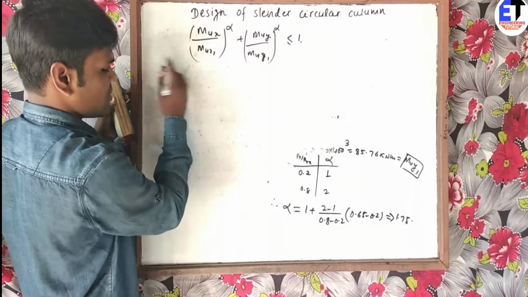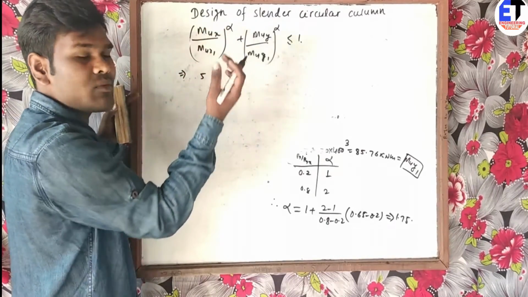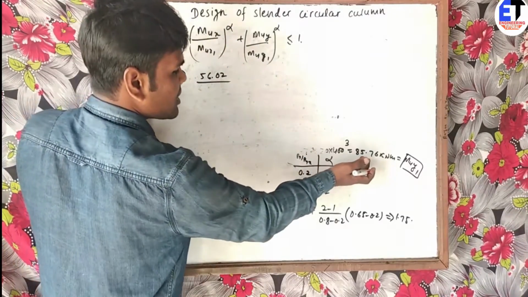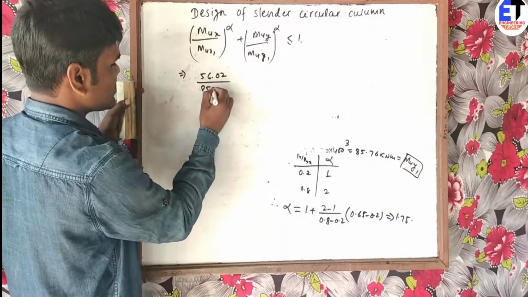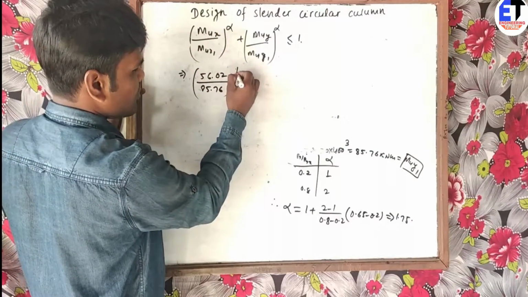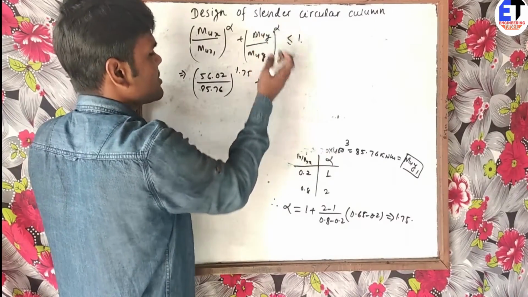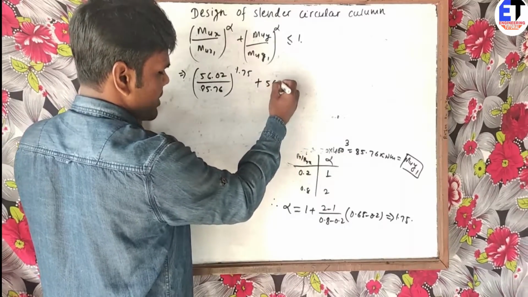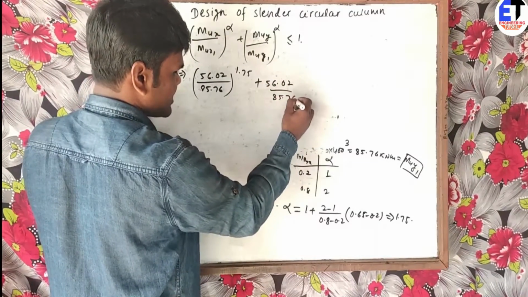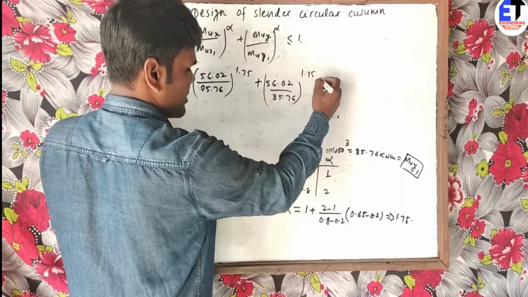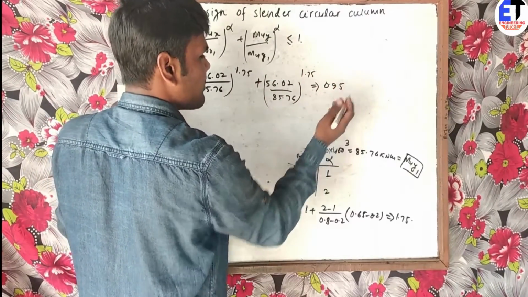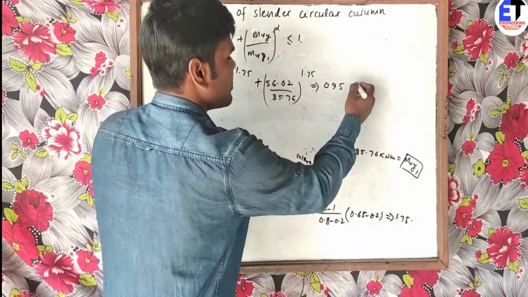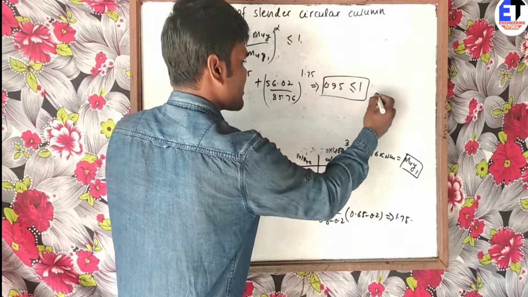What is the value of Mux? We have calculated Mux, the total design moment. 56.02 divided by the moment capacity, 85.76, whole to the power 1.75, plus the same expression for Muy: 55.02 divided by 85.76, whole to the power 1.75. After calculating this value, we find 0.95. It means it is less than or equal to 1. So this is right.